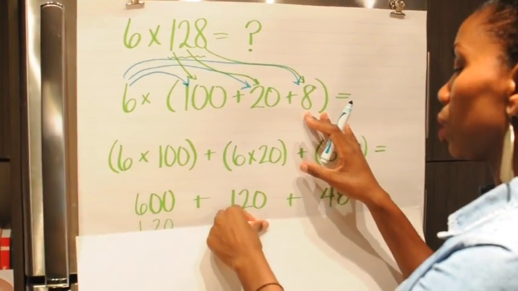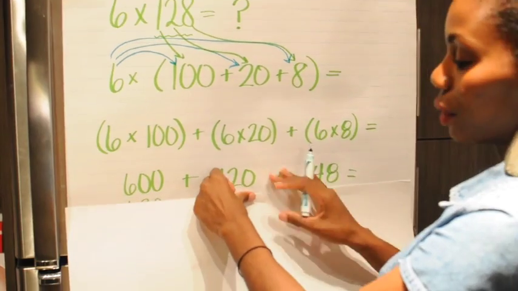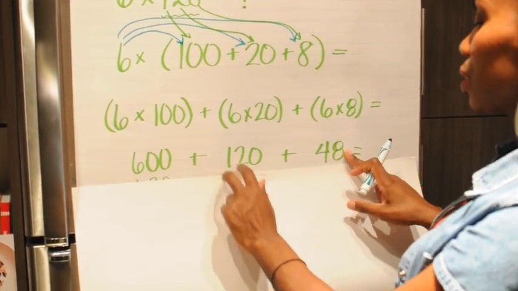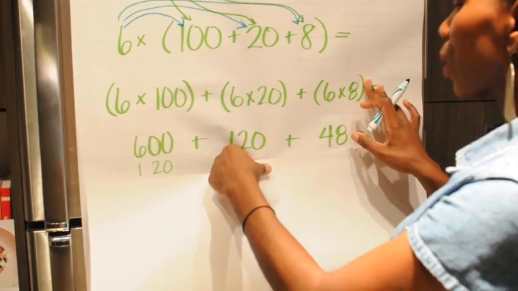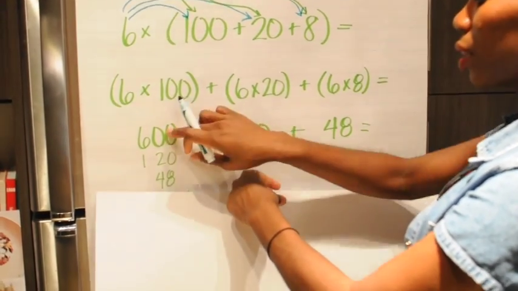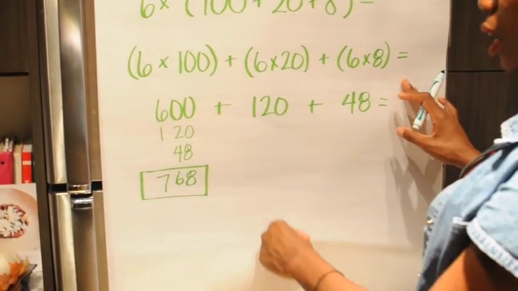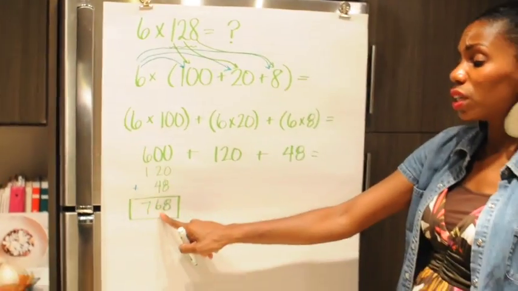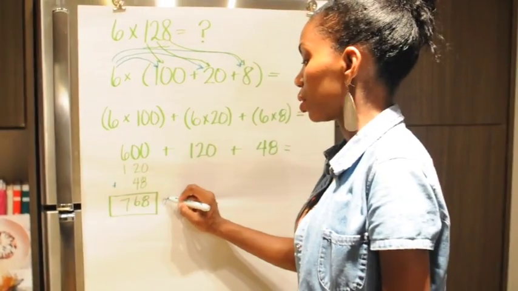We know 6 times 100 is simply 600. 6 times 20 is 120, and then 6 times 8 is 48. I would add those products together, these partial products, and I would get the total of 768 ounces.